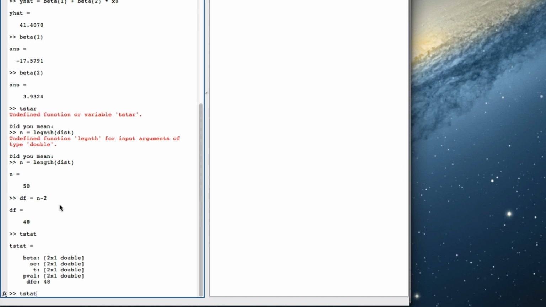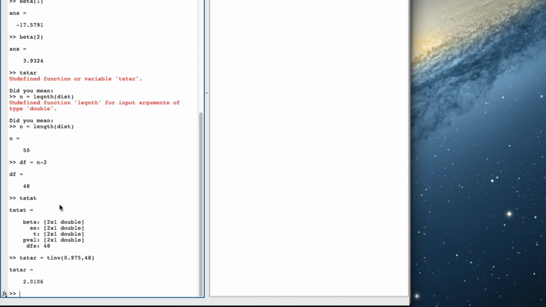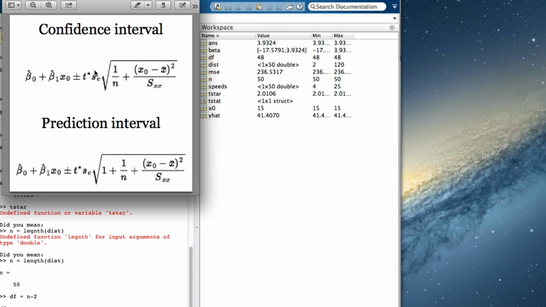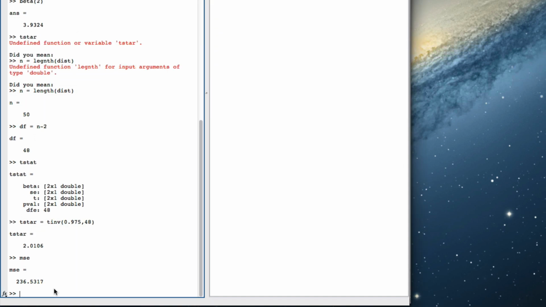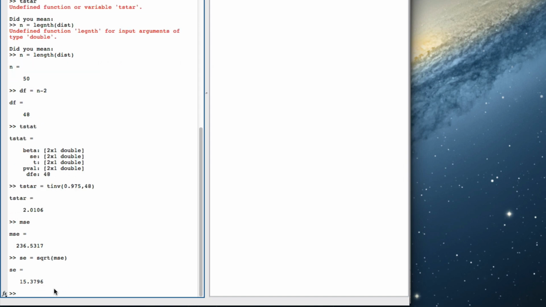So now I want t star. That's going to be t inverse of 0.975 with 48. So 2.0106. Excellent. So what's the next thing I need? I need the SE. So this is the sample standard deviation of my residuals, which basically, if I look at MSE, is the square root of that. So SE is going to be the square root of mean square error, which is that.